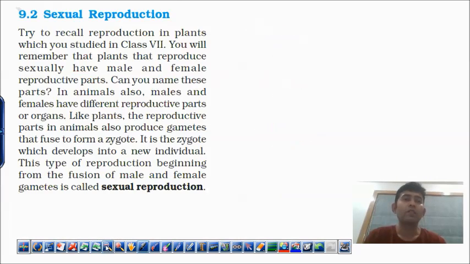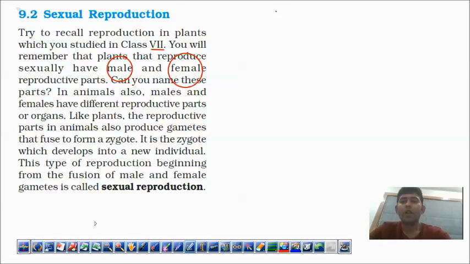All right. Sexual reproduction, part 1. Try to recall reproduction in plants, which you studied in class 7. You will remember that plants that reproduce sexually have male and female reproductive parts. Can you name the parts? Do you remember words like androecium, gynoecium, stamen, pistil, carpel, pollen, ovule, ovary? These were the words from the plant reproductive system, but in this chapter we will do animal reproductive system.